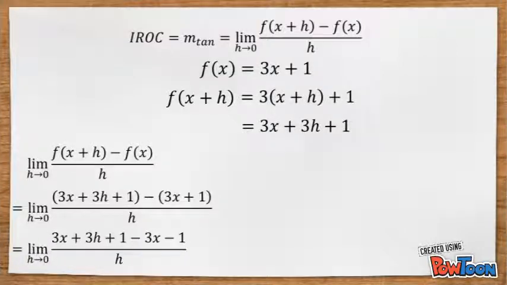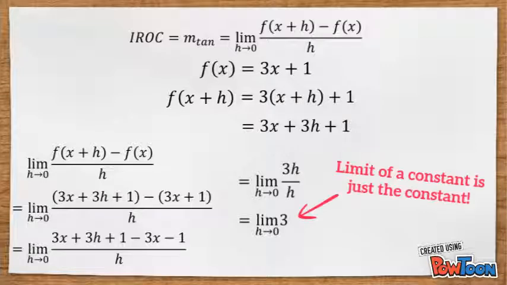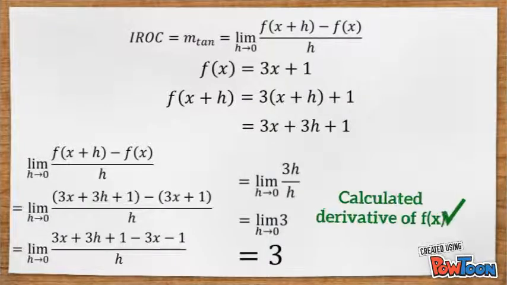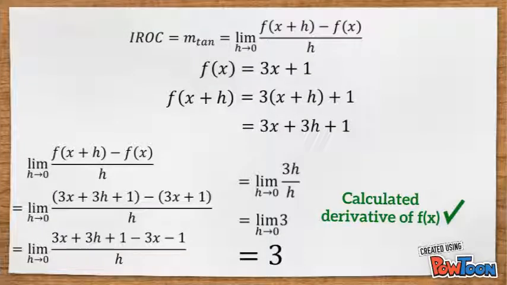By expanding the numerator, we find that 3x and negative 3x cancel each other out. 1 and negative 1 also cancel each other. As such, we are left with 3h over h. We can cancel out h because it is a common factor of the numerator and denominator. Remember that the limit of a constant is just the constant, so this is equal to 3. So we have calculated the derivative of the function f of x.